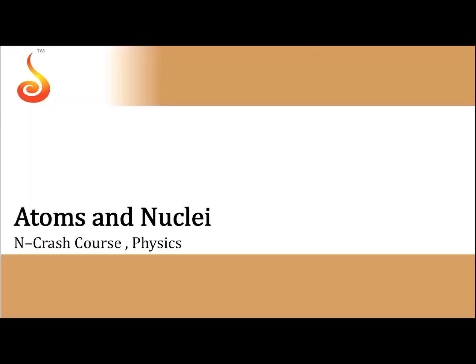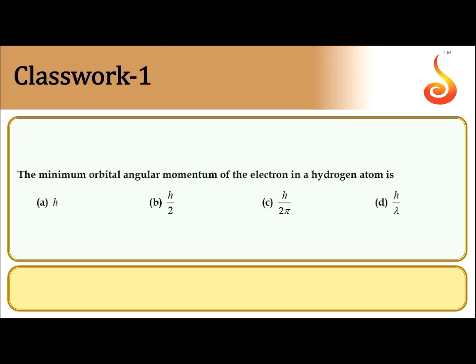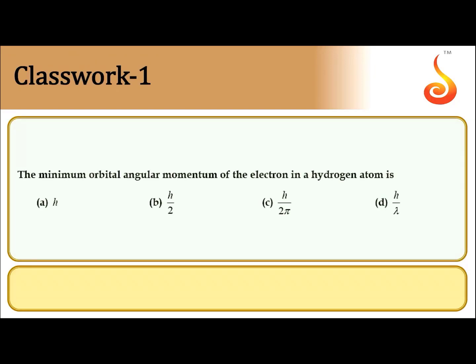Some problems on atoms and nuclei. Example 1. The minimum orbital angular momentum of the electron in a hydrogen atom is. Angular momentum is given by nh by 2 pi. N is equal to 1 gives you the minimum value. So, L minimum is equal to h by 2 pi. C is the correct choice.